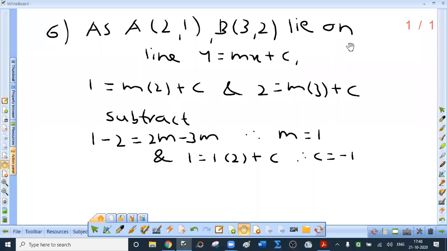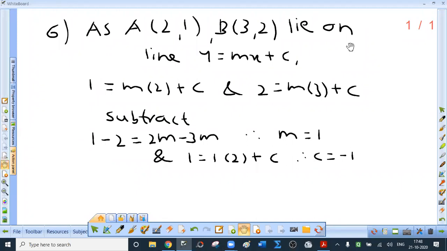Sum number 6 is a simple one. The line y equal to mx plus c passes through the points A (2, 1) and B (3, 2). Find the values of m and c. Simple. See, these 2 points lie on the line, so coordinates will satisfy the equation. There are 2 unknowns, m and c, and that is why 2 points on the line are given.